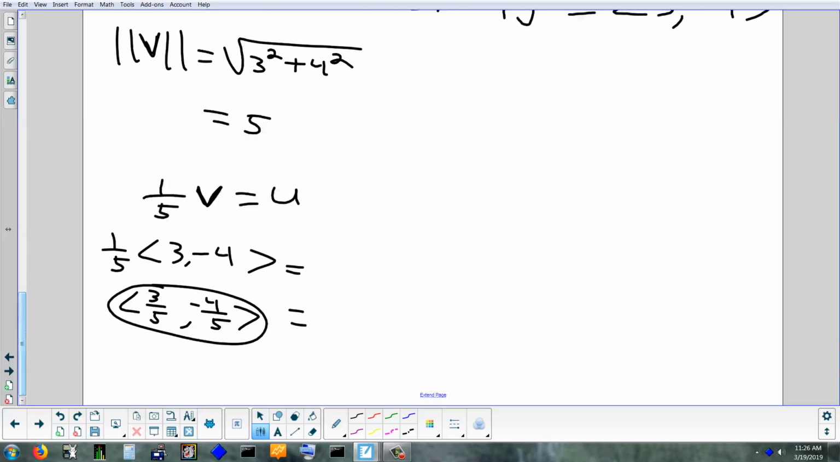Okay. Kind of the nice thing here, you can check that very easily. Square 3/5, and you get 9/25. Square -4/5, and you get 16/25. If you add them up, you get 25/25. And then take the square root of 25/25. Well, that's the square root of 1, which is 1. So you can check it if you want.